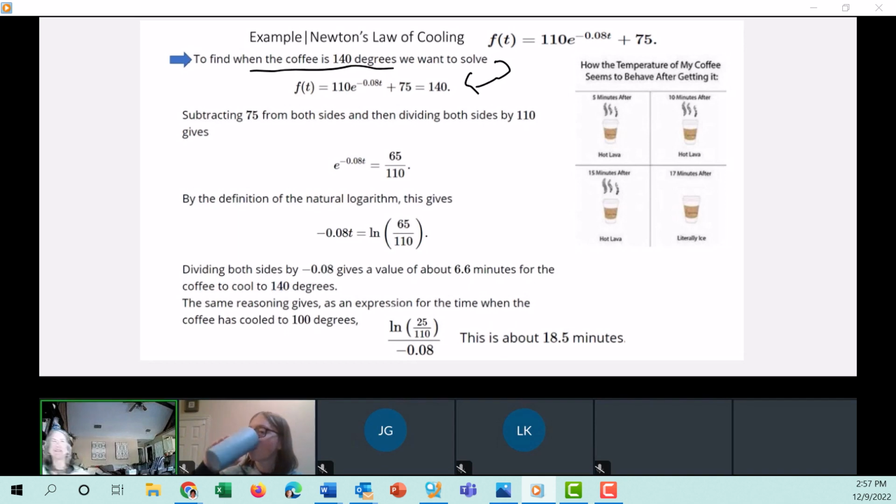Hot lava, that's true. Yes, I've got my coffee right here, and it's kind of cold. I haven't been sipping on it, and it's gotten cold here, but it's still good.